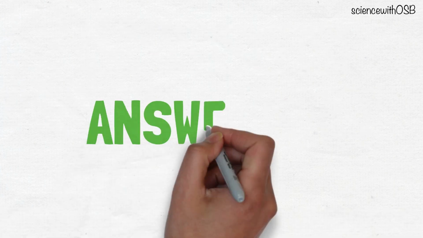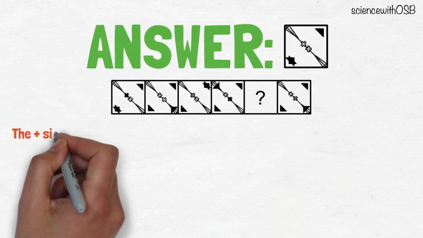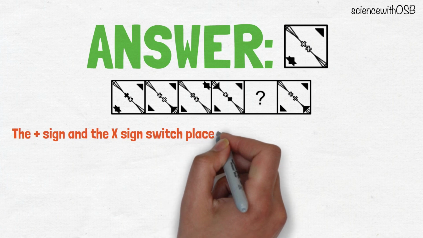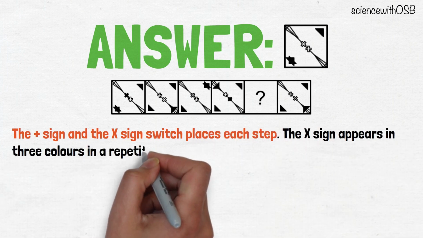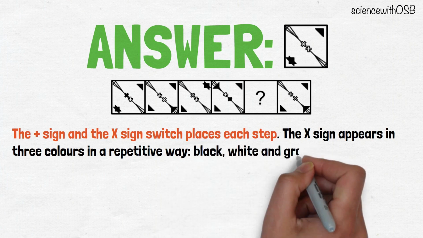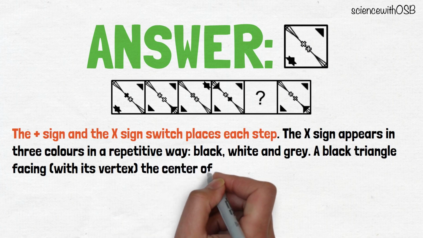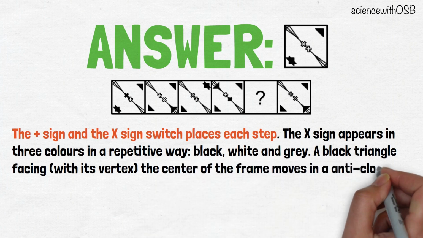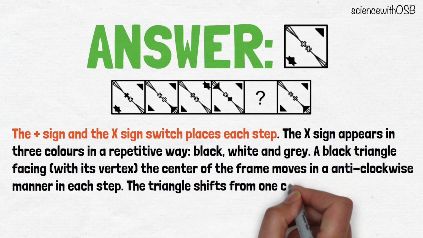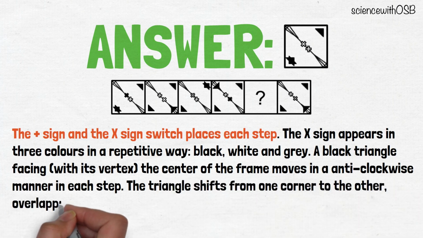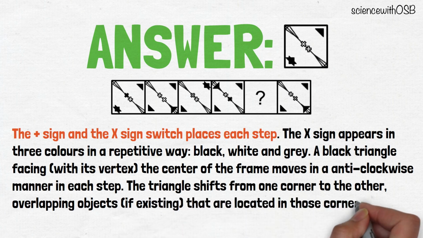The correct answer is option 1. The plus sign and the X sign switch places each step. The X sign appears in 3 colors in a repetitive way: black, white, grey. A black triangle facing, with its vertex, the center of the frame moves in an anti-clockwise manner in each step. The triangle shifts from one corner to the other, overlapping objects, if existing, that are located in those corners.